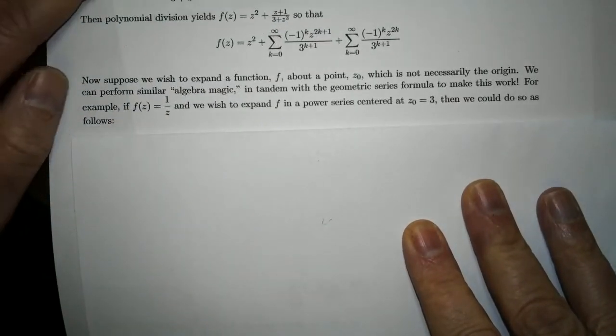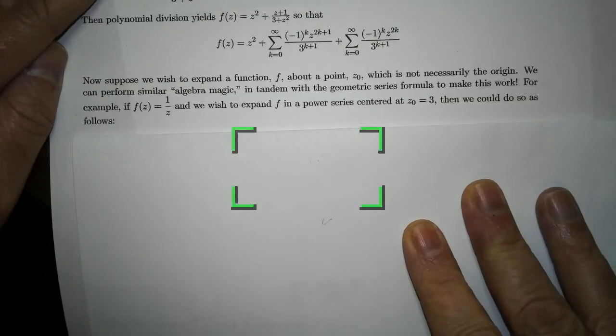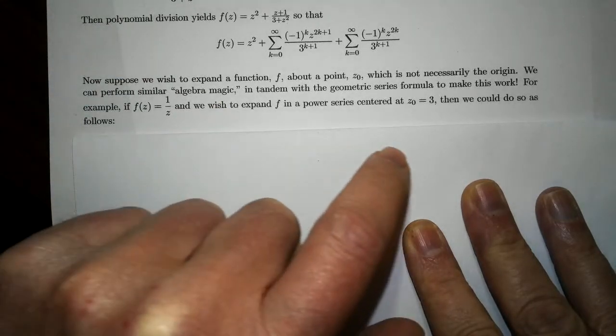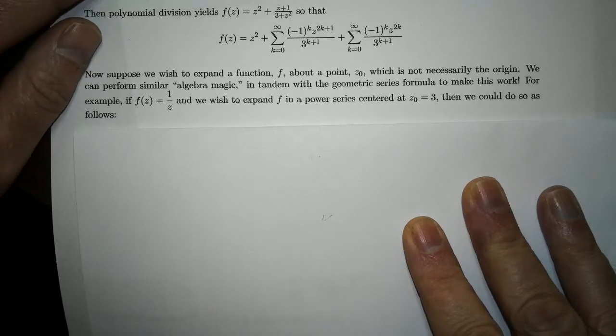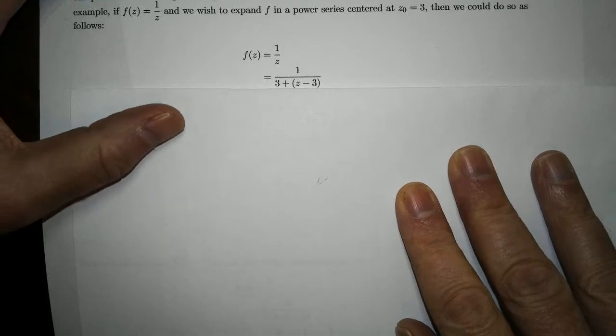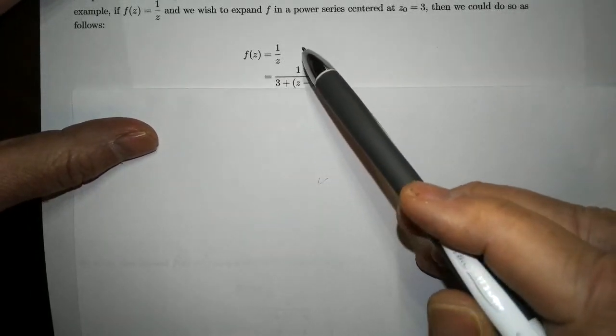Now we can perform similar algebra magic in tandem with the geometric series formula to make this work. So let's suppose that f of z is 1 over z, and we want to expand it as a power series centered at 3, not at 0. So what we're going to do is expand in terms of powers of z minus 3.